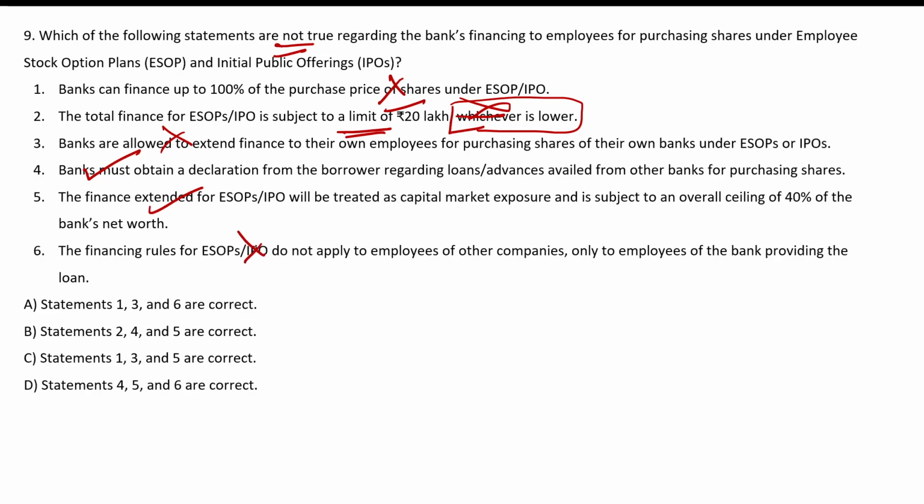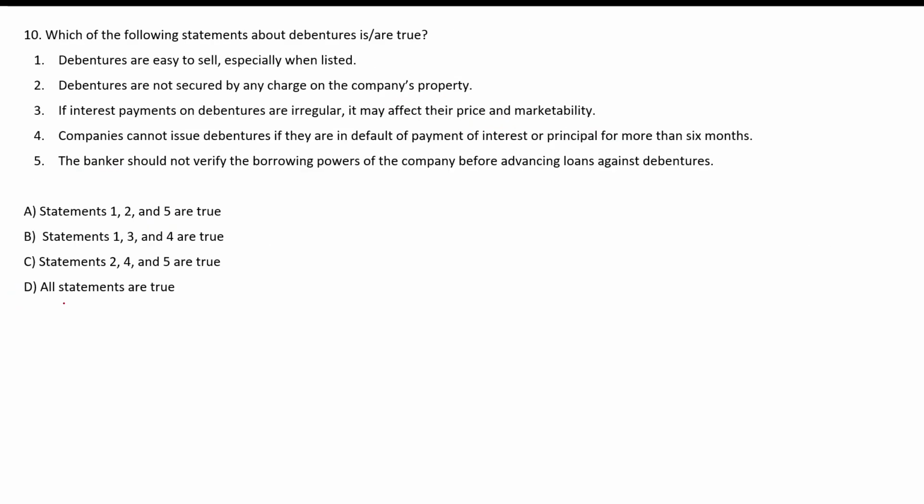So 1 is not correct, 3 is not correct, and 6 is not correct, making option A the correct answer for this question. Which of the following statements about debentures is or are true? Are easy to sell, especially when listed. This is true.